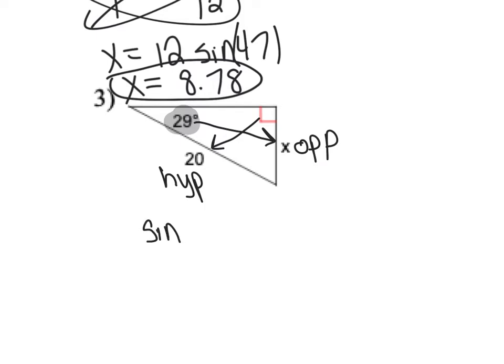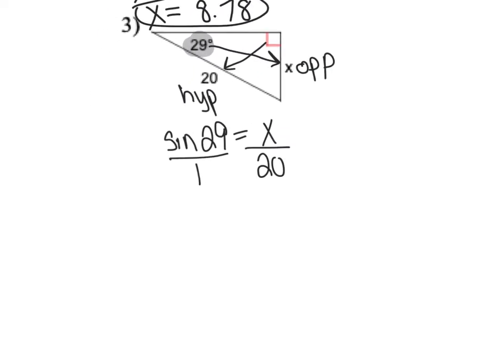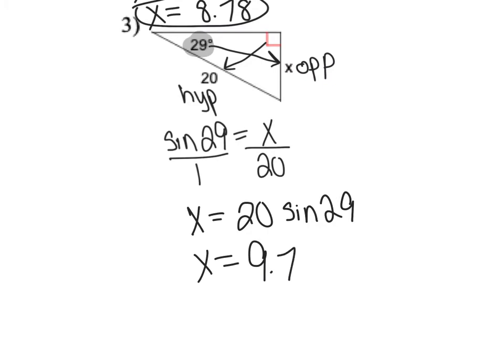So I'm going to say the sine of my angle, which is 29, is opposite, which is x, over hypotenuse, which is 20. And if I cross multiply, I'm going to say 1 times x is x, and 20 times the sine of 29. If we put that into our calculator, we should get that x equals 9.7.